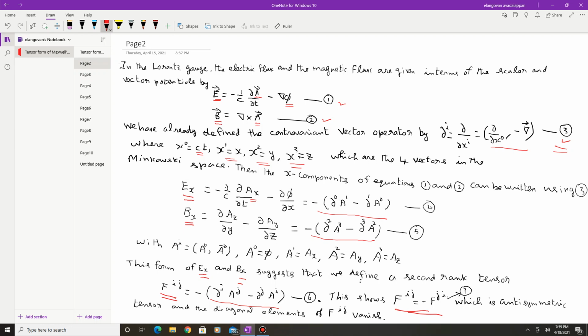If it is an antisymmetric tensor, the diagonal elements must vanish. Since it is a rank 2 tensor, the components can be expressed in terms of a matrix, and the diagonal elements of this matrix will vanish. So when you put F00, F11, F22, F33, they all will vanish.